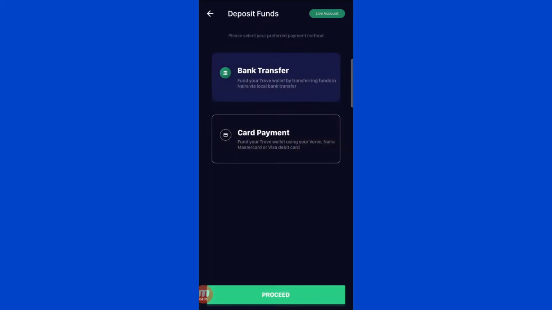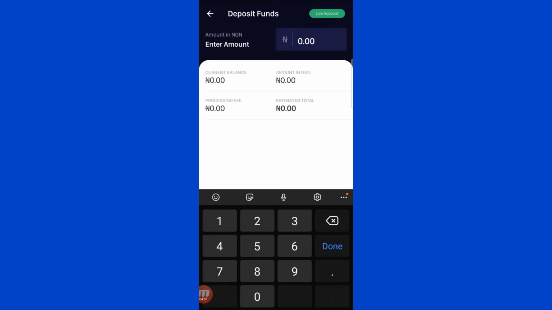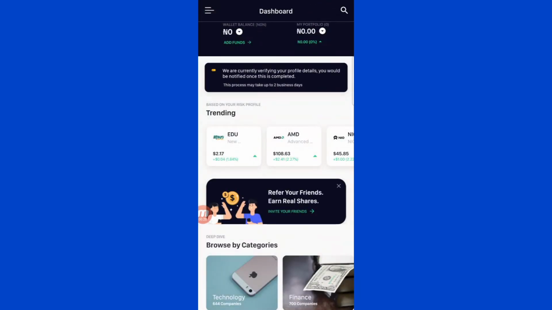So just going back, the next option is the card payment option. Here it says fund your wallet using your Verve, Naira, MasterCard or Visa debit card. So let's just click on that and then click on proceed. Okay, so how much do you want to fund? Let's just say 20,000 naira for the sake of this video. And processing fee here is 280 naira, so in total you would be funding 20,280 naira. After doing that, you just go ahead and click on proceed to payment and then go ahead to pay, right? So I'm just going to go back here and take a look at other things.